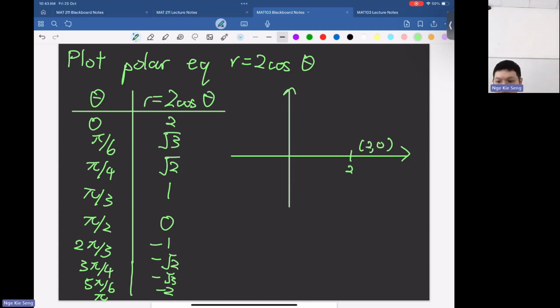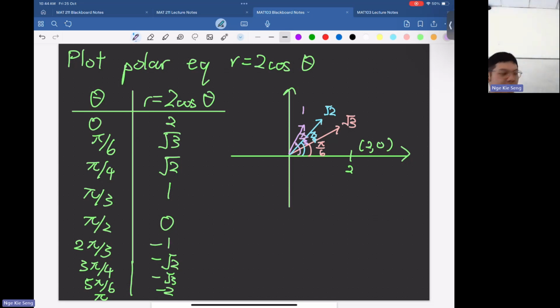And then the next one we have square root 3, pi over 6. So you go up in angle, but you decrease in radius. So decrease a bit: square root 3, and then you go up pi over 6. And then you keep going up, pi over 4, and your radius decreases some more. Similarly, you keep doing it. Next one, you get radius 1, but angle becomes pi over 3.